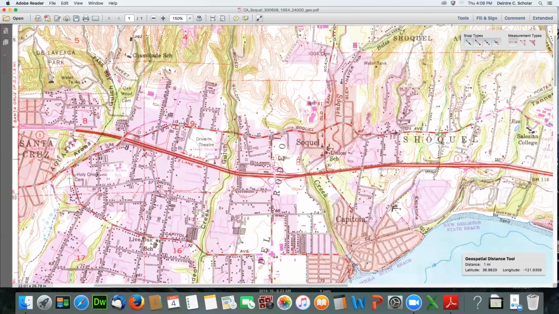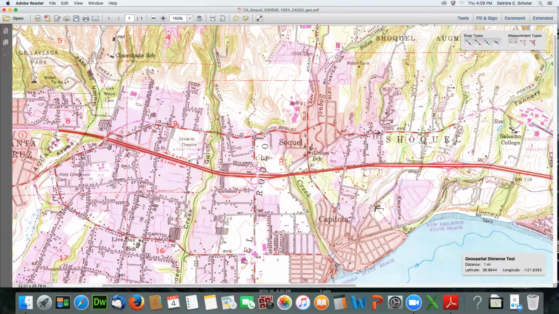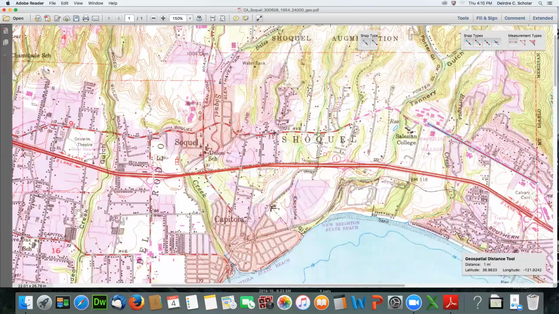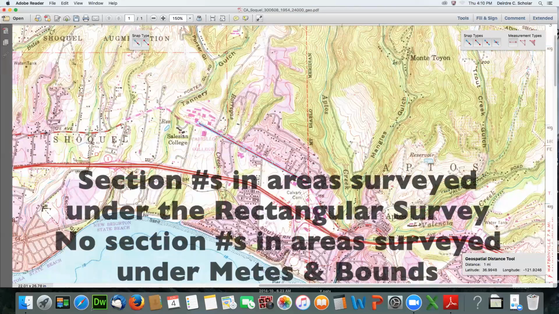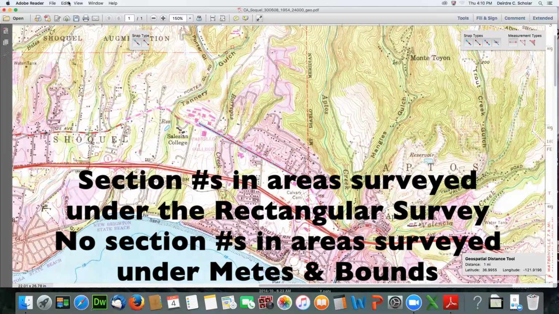Another land grant example is Soquel, which is the original spelling of our current town, city of Soquel. Another one is Aptos. So we also see Aptos listed here in capital letters as another land grant. Again, we do not have any tier, range, or section numbers in these areas as they were previously surveyed under the meets and bounds cadastral system.